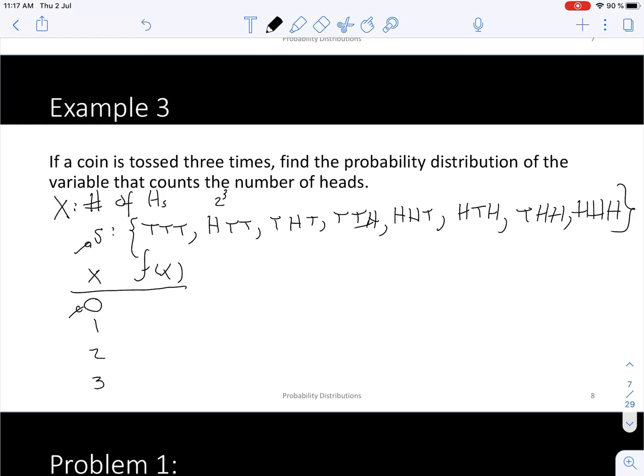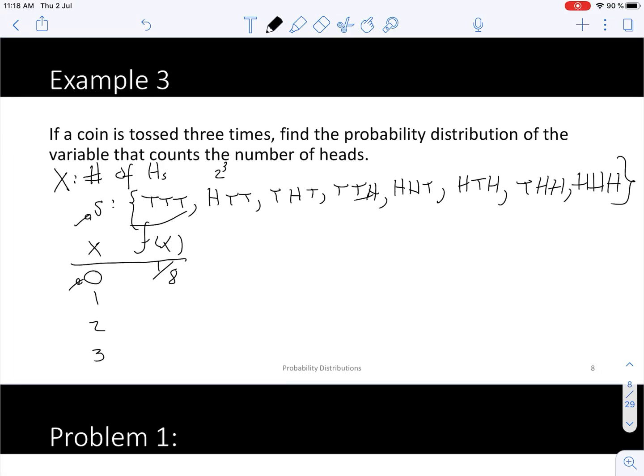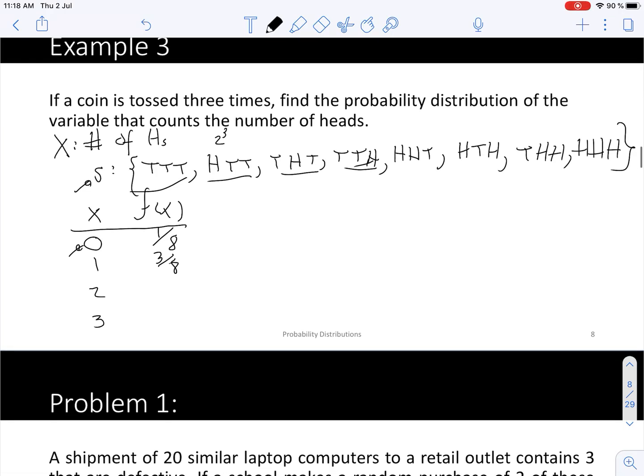So x equal to 0: how many sample points will give you x equal to 0? There is only 1, TTT, which means there are 0 heads. So there is only 1 point out of 8, and the probability is 1/8. Then x equal to 1, we have 1, 2, 3 sample points where we have a single head, so this is 3/8. Now for x equal to 2, there are 3 sample points with 2 heads, so same probability as the previous one, 3/8. And the last one, there is only 1 point, 1/8.